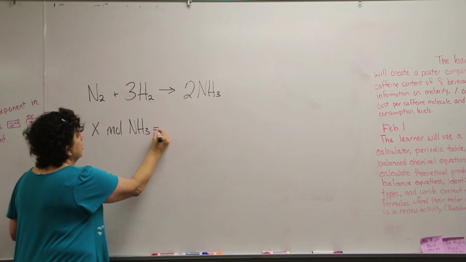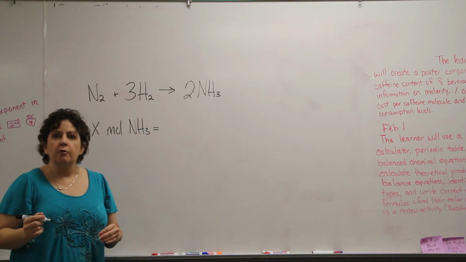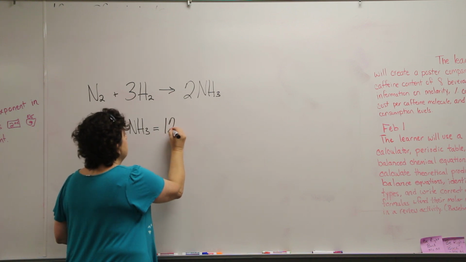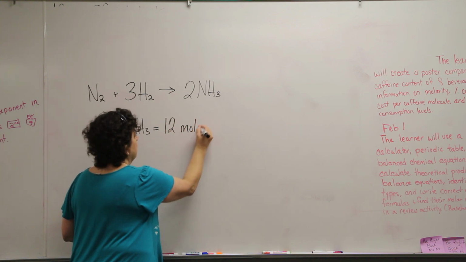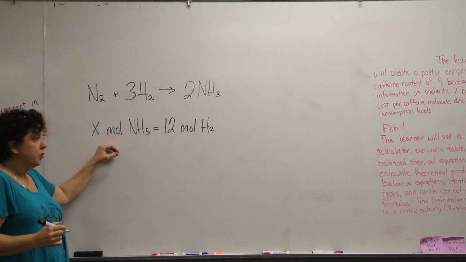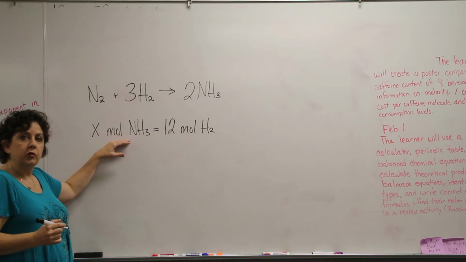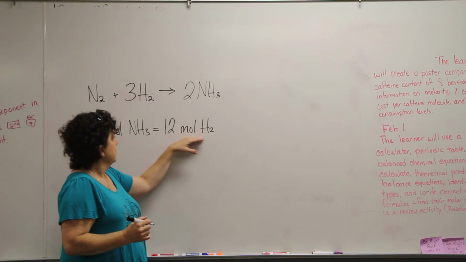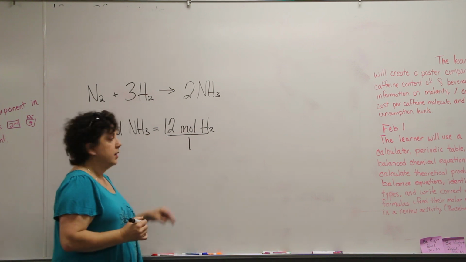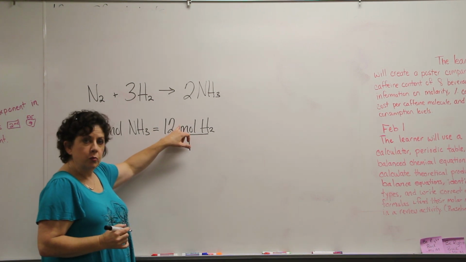And let's say that our limiting reactant is that we have 12 moles of hydrogen gas. So we'll say equal to 12 moles of H2. Okay? So remember to always write your question. The unit that you're looking for is moles of ammonia. What you're given is 12 moles of hydrogen. Remember that we can put our given information over 1. Makes our given information a numerator.